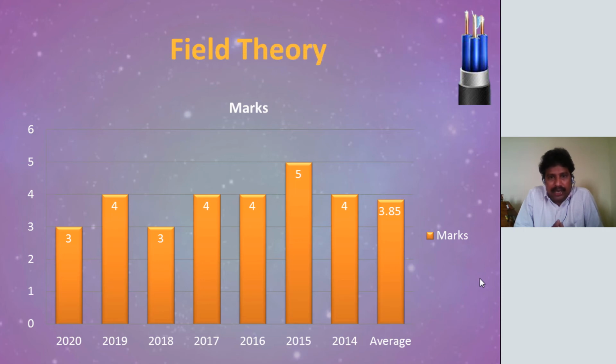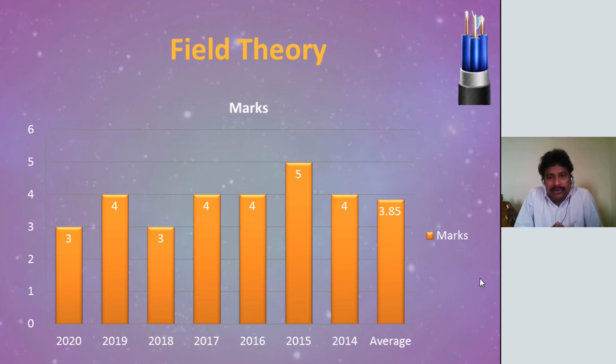Next, coming to field theory, electromagnetics field theory. A minimum of 4 questions would be asked from this field theory, and in 2018 and 2020 only 3 questions were asked. In 2015, 5 marks of questions were asked. These could be 2 marks questions, 1 mark questions, or for 4 marks you might be asked 2 1-mark questions and 1 2-mark question. Like that the questions would be asked.